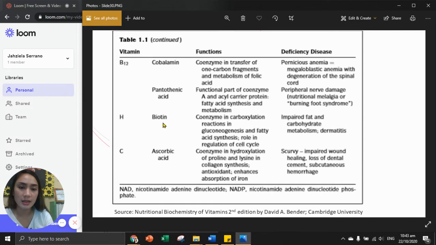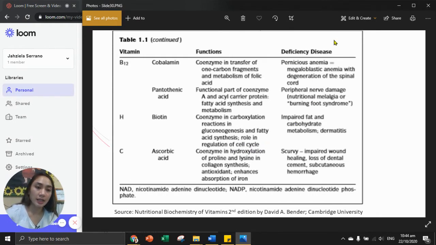So, biotin, this is important in carboxylation reactions sa gluconeogenesis. So when we say gluconeogenesis, just a recap, formation of new glucose, making up of new glucose. So neo is new, gluco is short for glucose, genesis is making, parang kumbaga, to make. So also in fatty acid synthesis and of course regulation ng sa cell cycle.